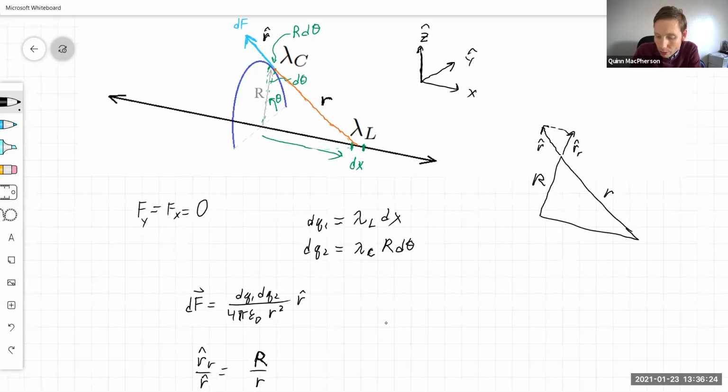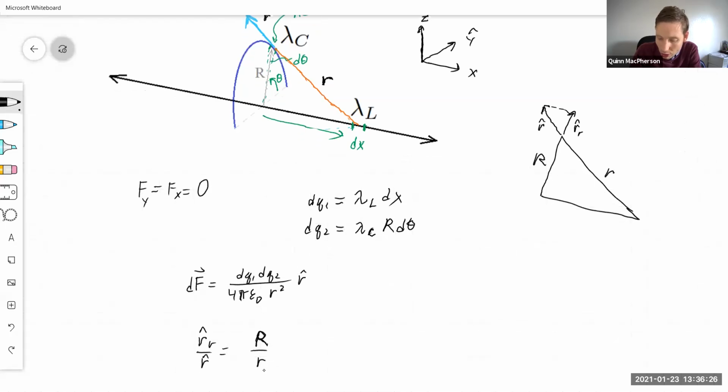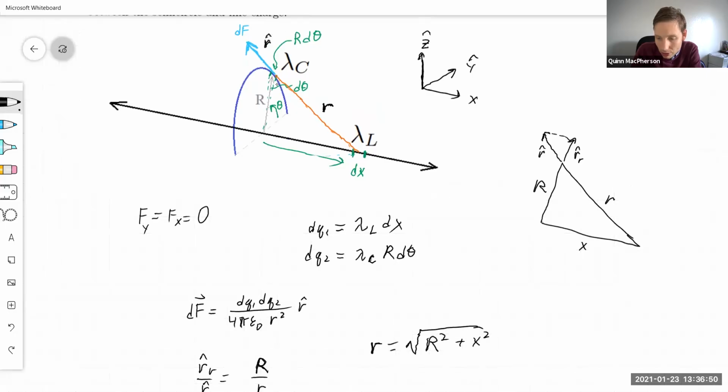Okay, so that's the radial component. And I should note there's little r's in both of these. We can figure out what little r is. If this is x here, we can use trig to find that. Little r is the square root of R squared plus x squared. But this is only the radial part. We don't care just about the radial part. We care about the part that's in the z direction, because some of the radial part points off in the y direction, which we don't care about.